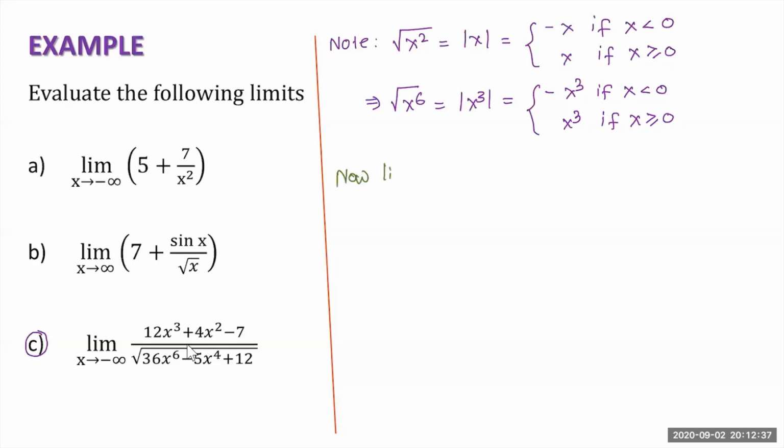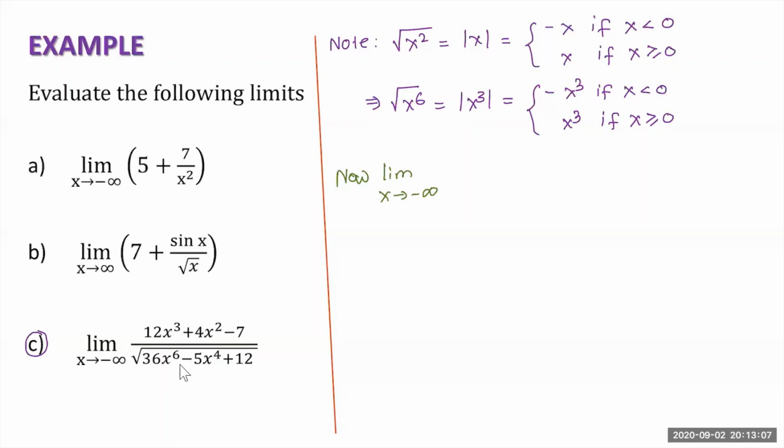Now the limit as x approaches negative infinity. When x approaches negative infinity, it means that x is negative. Now what we are going to do is divide both numerator and denominator. Here in the denominator we have a square root, so we are going to divide both numerator and denominator by the square root of x raised to 6, because inside the square root there is x raised to 6.